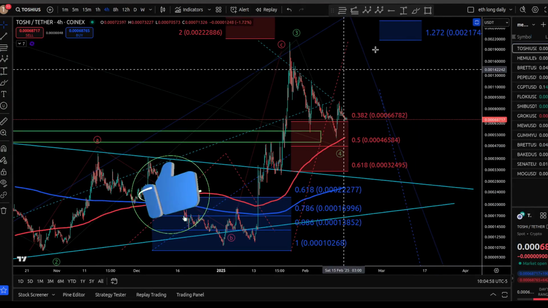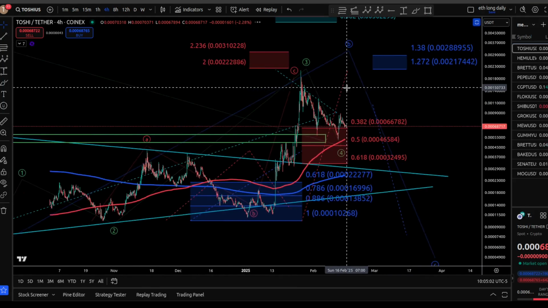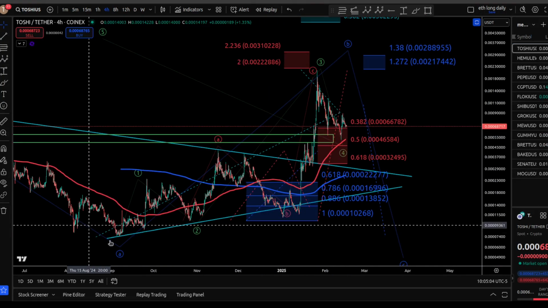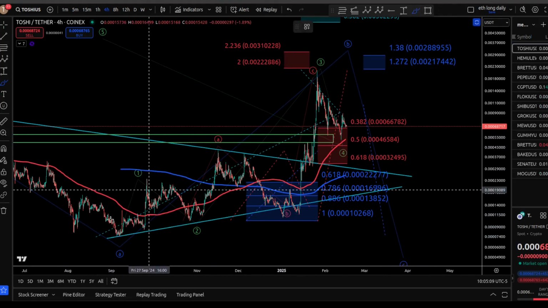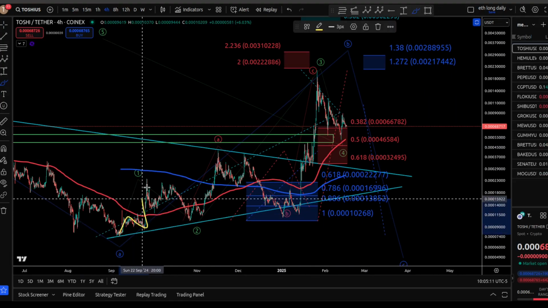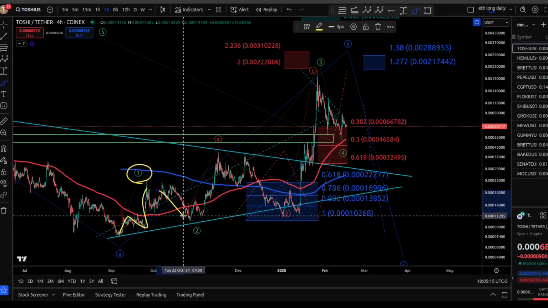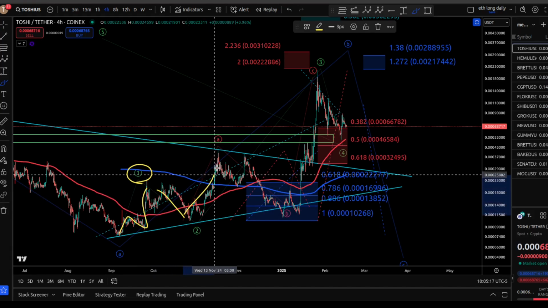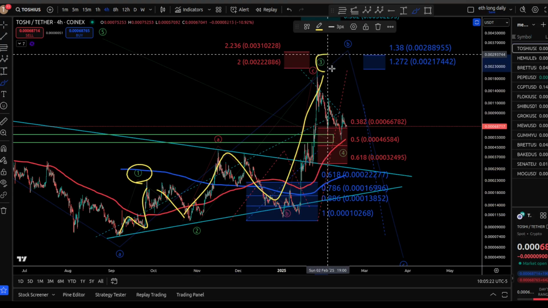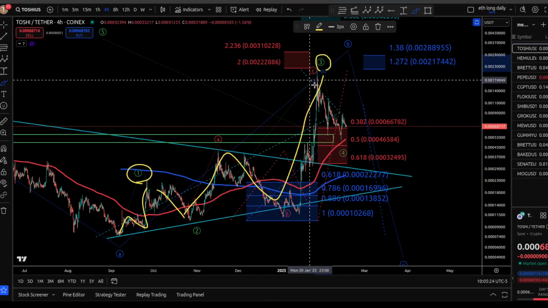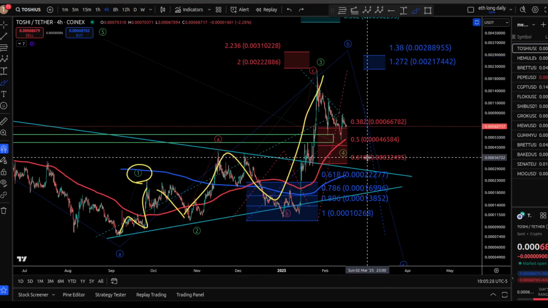The crypto nest. All right, so someone asked me if I do Toshi, so here we are. So Toshi, for sure this is a diagonal. Let me take my brush here. So A, B, C. For the wave 1 we had a pullback, and I believe now we finished this ABC. For this third wave we did reach almost the 2x, and now we are into this pullback level.